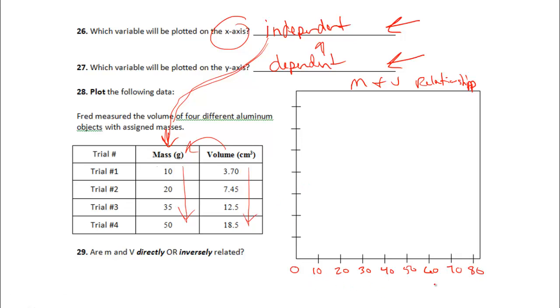And let's also label that axis as well. So this is going to be the mass on the x-axis, and the masses are in grams. Next, we're going to do volume, and it goes from 3 up to 18.5. So I'll just kind of round to maybe 20-ish.